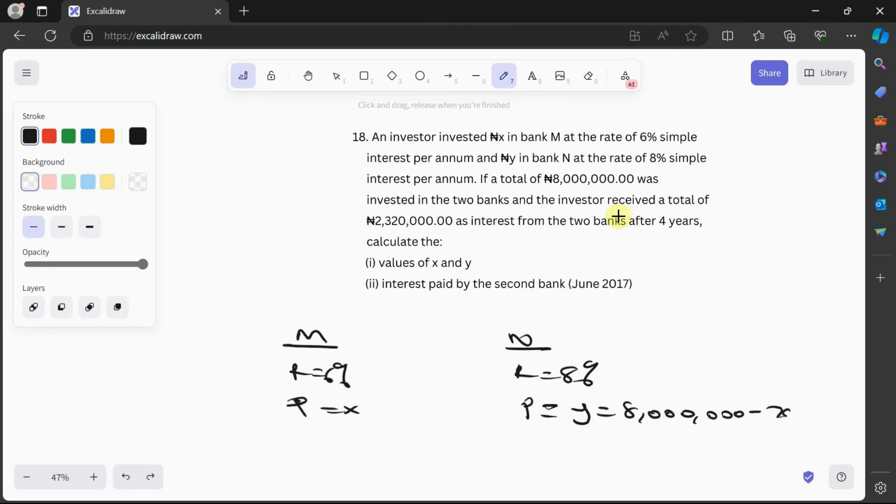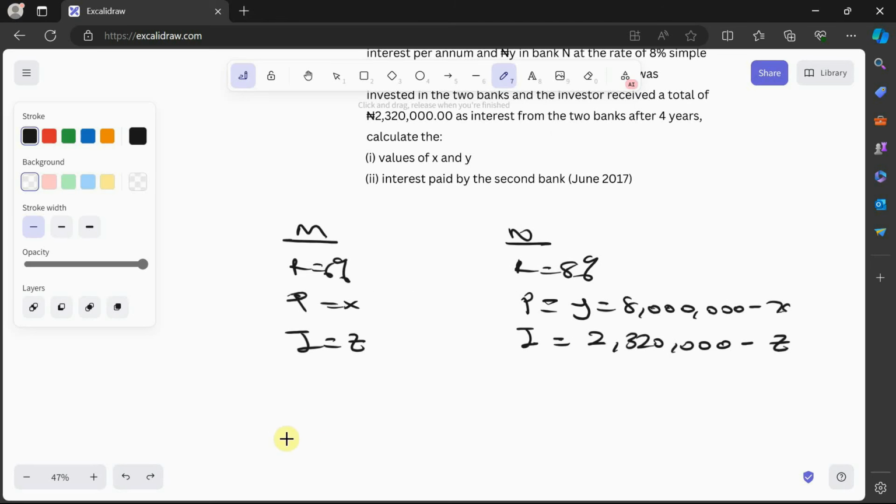And the investor received a total of 2.32 million as interest. So if the interest here was, let's say, Z, then the interest here should be 2,320,000 minus Z, because the total interest was 2.32 million after 4 years. So the T here is 4, and the T here is also 4. Now we should find the value of X and Y. So I could use the simple interest formula, which is PRT all over 100, and I'll do it for both of them.